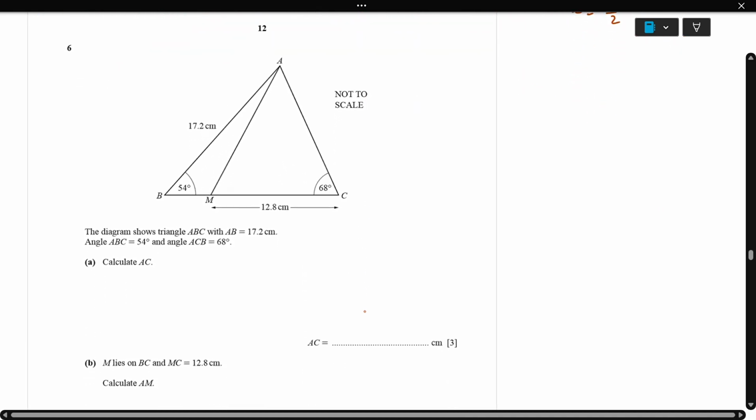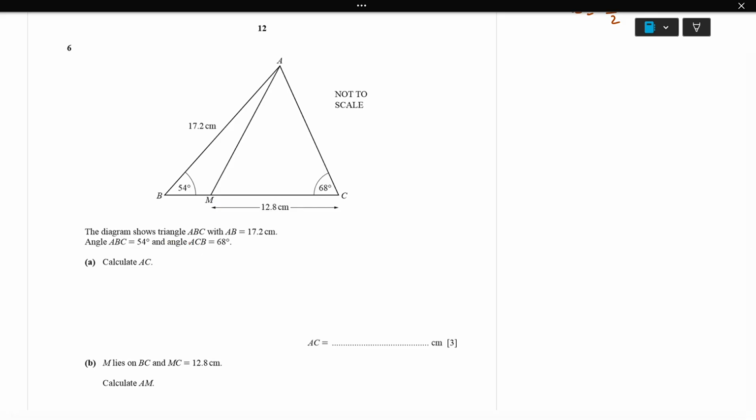Next question, question number 6. There is a triangle given. The diagram shows a triangle ABC with AB equal to 7.2 and angle ABC is 54 and angle ACB is 68. Calculate AC. AC is going to be here, so we'll take the big triangle. Which triangle can you use? Okay, we'll do the big triangle.